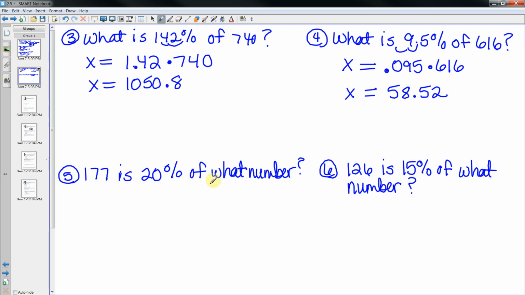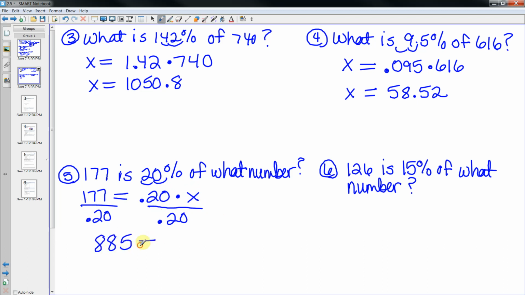177 is 20% of what number? So let's write it out. 177 is means equals. Change your percent to a decimal, so that'd be 0.20. Of means multiply. What number is x? So this time I do have a number with my x that I need to divide by. So let's divide both sides by 0.20. So 177 divided by 0.20, I got 885 equals my x.